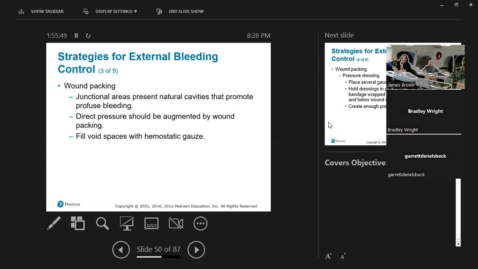We can't afford pork butt, but we do have wound packers that you guys can play with.